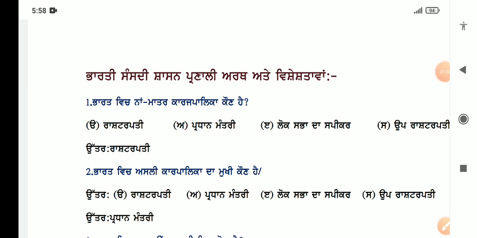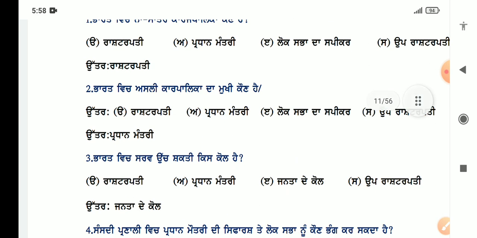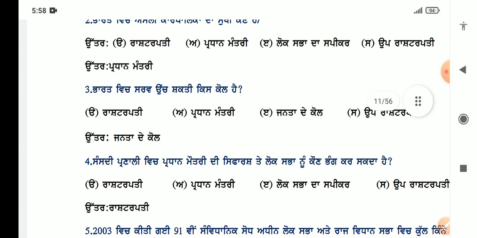Now the next chapter is from part B. It is the Indian parliamentary model, Bharati Shasan Pranali. Who is the nominal executive in India? Answer is President. Who is the real executive in India? Answer is Prime Minister. Who has the sovereignty in India? Answer is people of India.